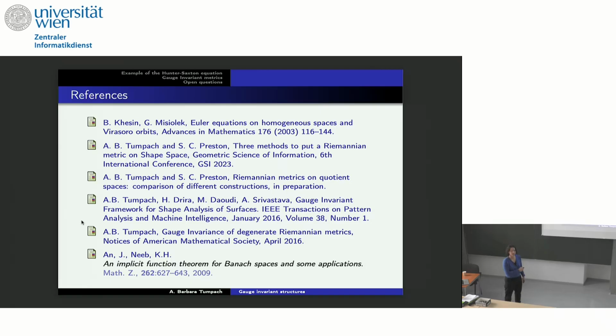And I use this kind of ideas in shape analysis. So this is the original paper where this idea was used. And the last, this one, gauge invariance of the degenerate Riemannian metrics, it's a very easy paper to read in Notices of the American Mathematical Society. So if you want to have an idea of the ideas without technicalities, that's a good starting point. I will mention at some point a conjecture by Anne and Neb at the end, if I hope I will have time, which is related to this kind of subject.